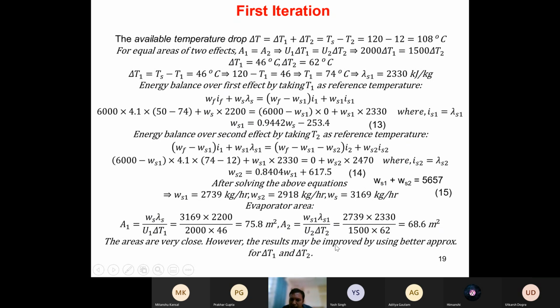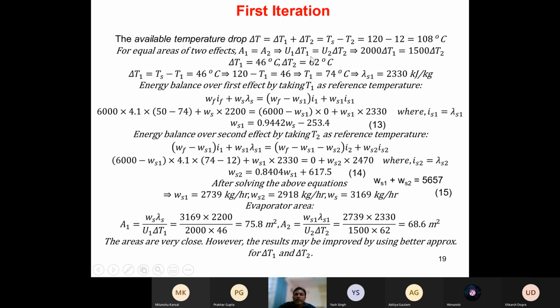But now once we get these area values, we can redistribute the temperatures T1 and T2 such that my areas match. For instance, this is 75, a higher value, and this is a lower value. So if I increase delta T1, this A1 is going to decrease, do you agree with me? Here delta T1 I have used as 46. But if I increase this 46 to, let's say, 48, this area A1 is going to decrease. But delta T2 is going to decrease because delta T1 plus delta T2, that summation, is a constant value 108. So if I increase delta T1 to 48, my delta T2 becomes 60 directly.